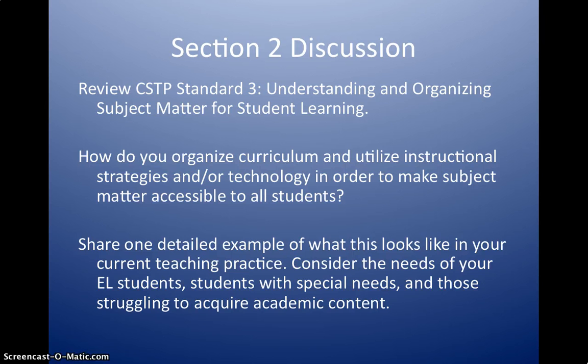Review CSTP Standard 3, Understanding and Organizing Subject Matter for Student Learning. How do you organize curriculum and utilize instructional strategies and/or technology in order to make subject matter accessible to all students? Share one detailed example of what this looks like in your current teaching practice. Consider the needs of your EL students, students with special needs, and those struggling with academic content.